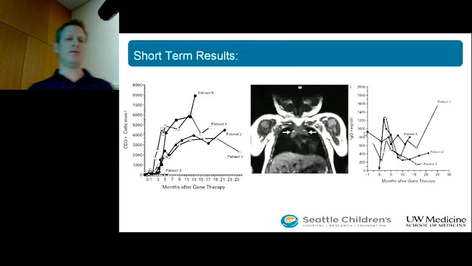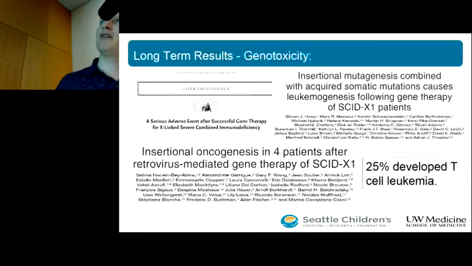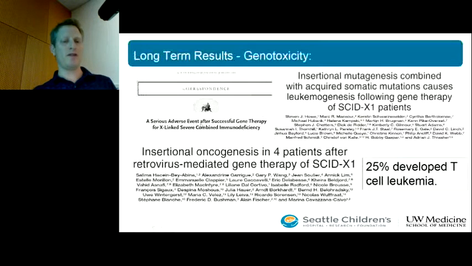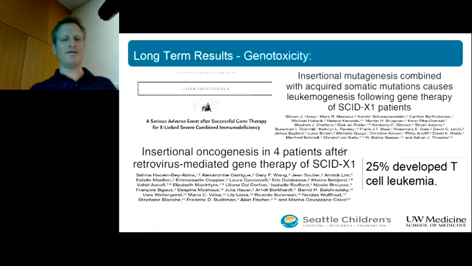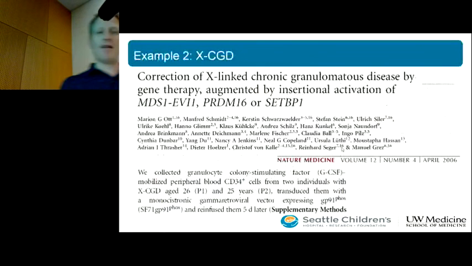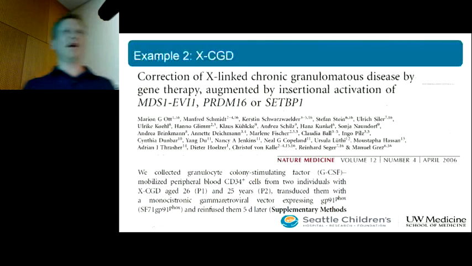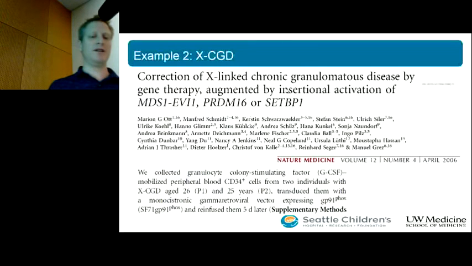So everything was fine. But then a year later, the first report came up. There was a serious adverse event in one of the patients, who developed clonality and later T cell leukemia. And then several years later, 25% of them developed leukemia. So that was kind of disappointing. A second example, again, correction of X-linked CGD, using the same idea of taking gamma retroviruses, infecting CD34 cells, and transferring them back to the patient.